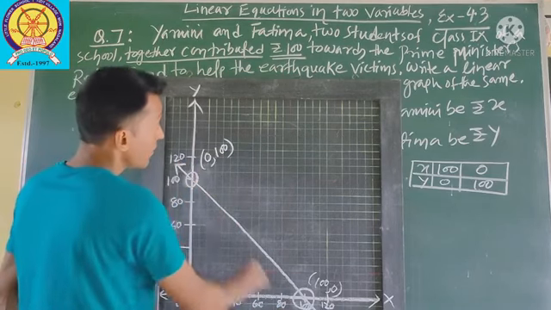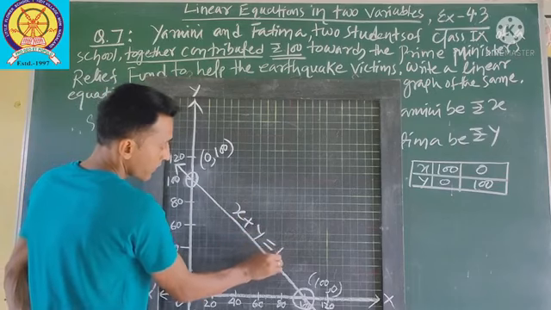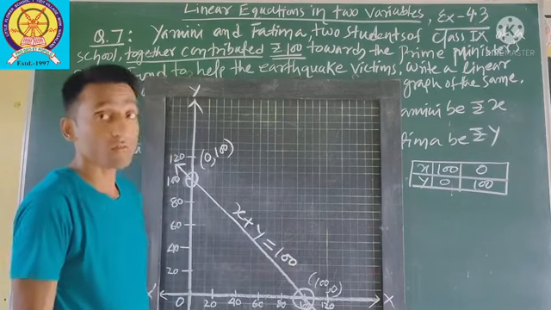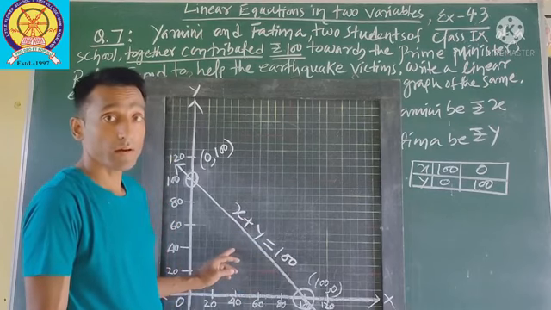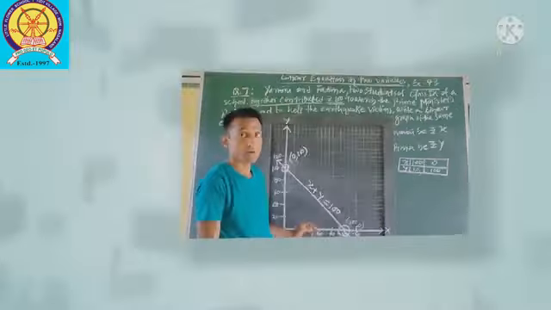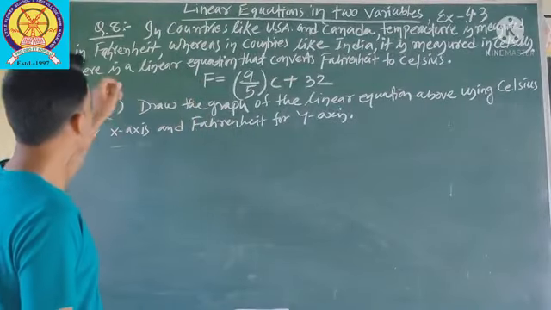So this is your graph of the equation x plus y is 100. So in this way you draw the graph. Okay. Let's see the next question, number 8.